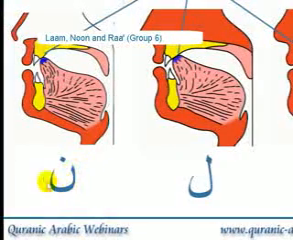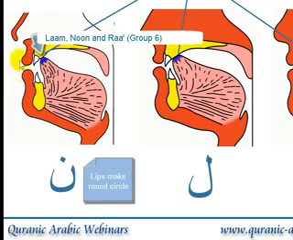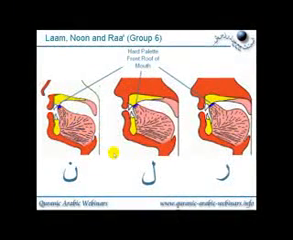Then we have a Noon, Noon. So again, the tip of the tongue is pressing on the front hard palate. Your lips actually go a bit round with the Noon, Noon. That's group 6.